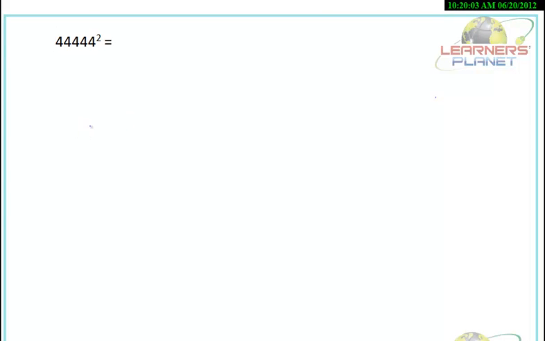Now let's see the square of 44,444. Same as in the previous case, we'll be counting the table of 16 up to 5 terms. Let's begin. It's 16. 16 2s are 32, 16 3s are 48, 16 4s are 64, 16 5s are 80, 16 4s are further 64, then 48, then 32 and then 16.